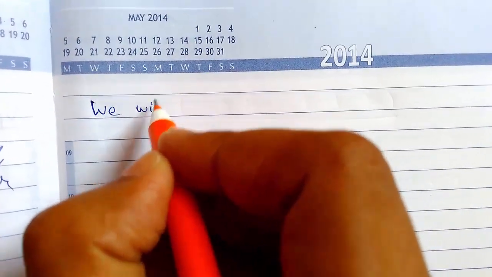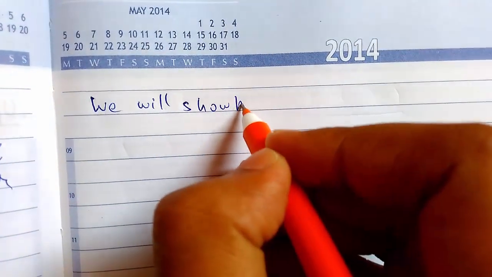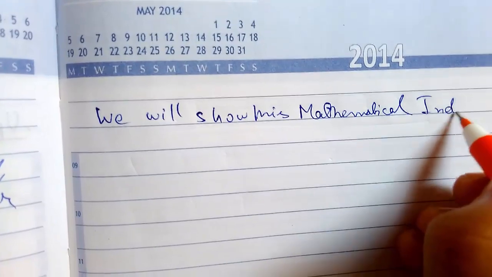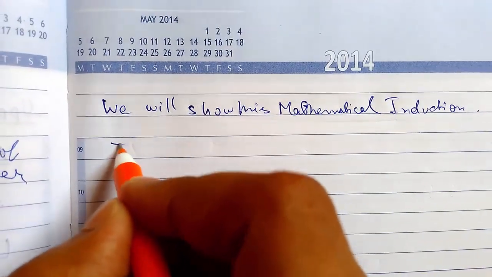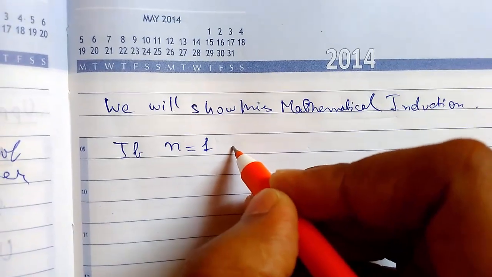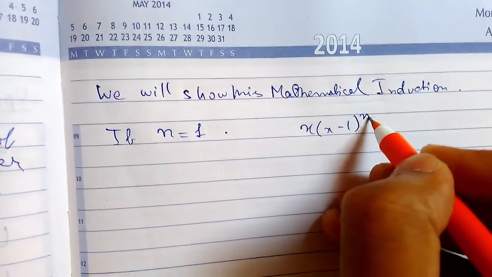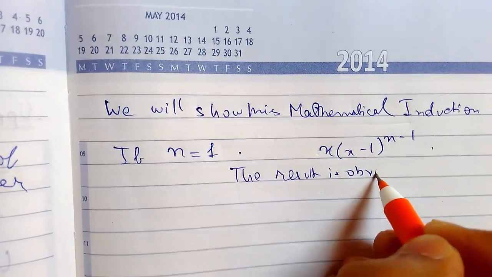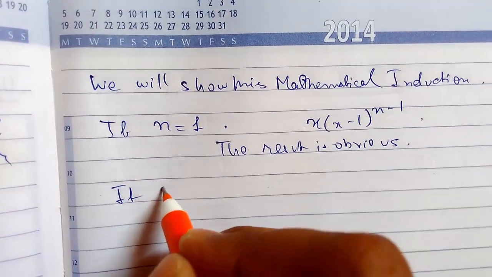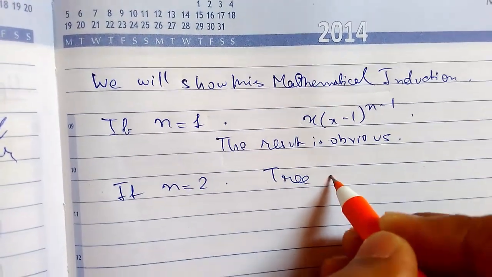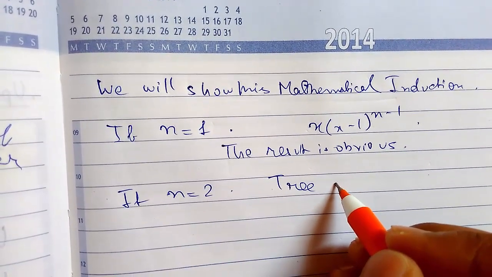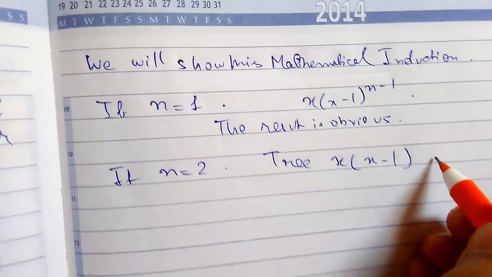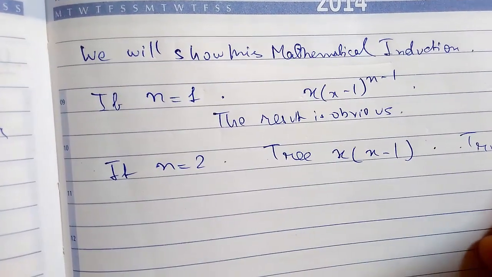We will show this by mathematical induction. So let us start. If n equals 1, then the result is obvious. If n equals 2, then we have a tree with a single edge, so it can be colored in x into x minus 1 ways. So 2 minus 1 is 1, and the result is also true for n equals 2.